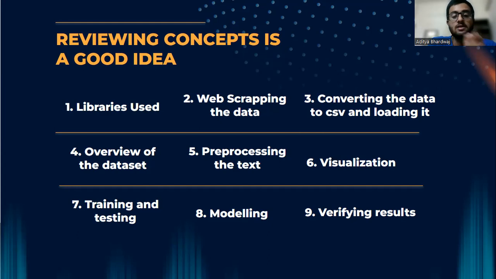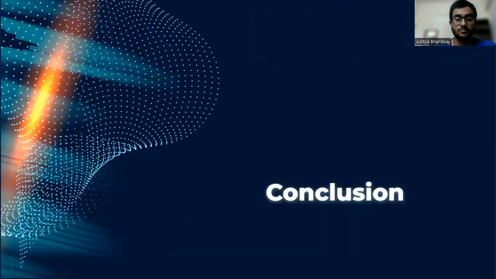The last and the final step is verifying our results. After training the model, evaluate its performance on the testing set. Measure metrics like precision, recall, and F1 score to assess how well the model is extracting events and their components. You may need to fine-tune the model parameters or experiment with different algorithms to improve results. So these were the 9 steps.